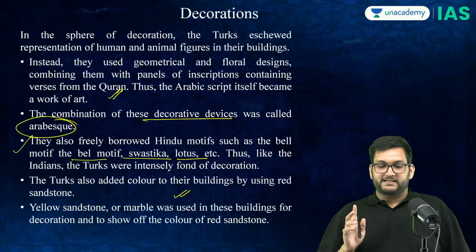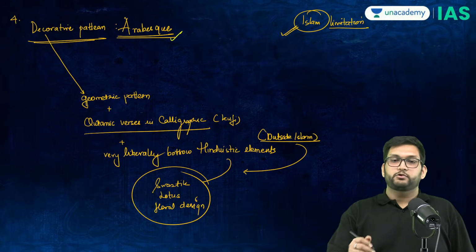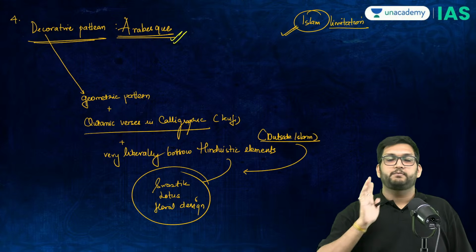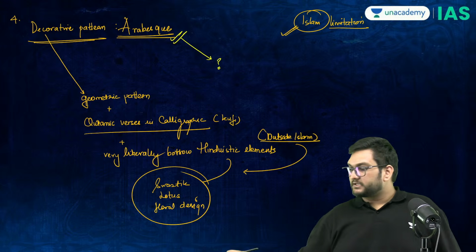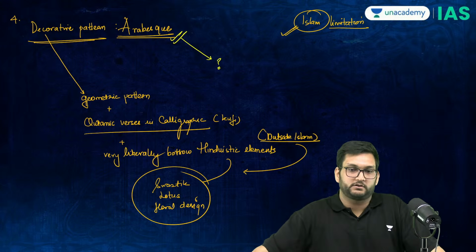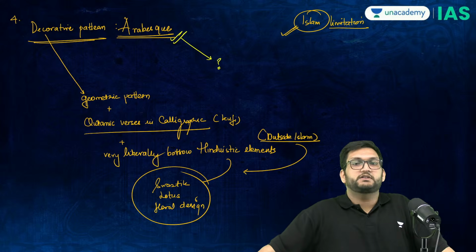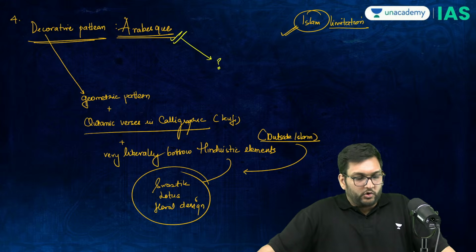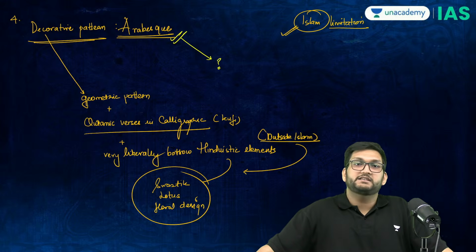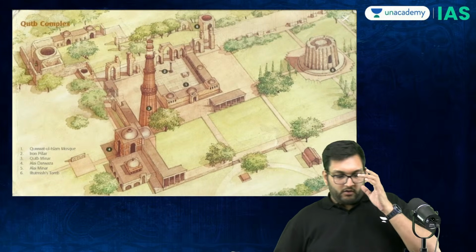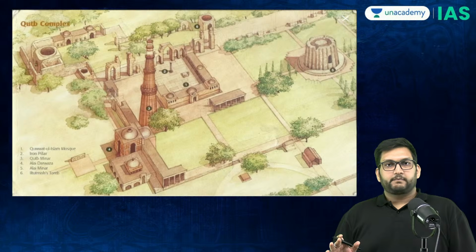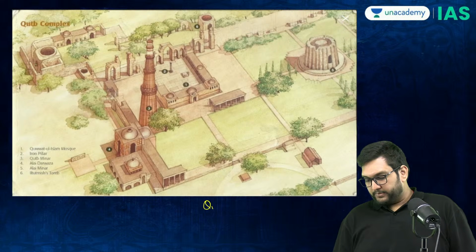This word is expected in the examination, and you should be able to identify it in the prelims examination. They can simply ask you what does it mean, what does it refer to. They can ask you elements out of it also. What is arabesque? What does it mean? So, the fourth major innovation is in decoration. Now, all these elements can be seen in the Qutub complex.